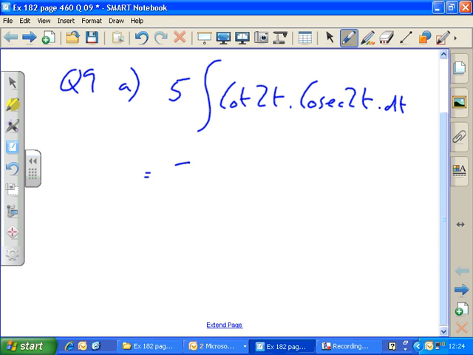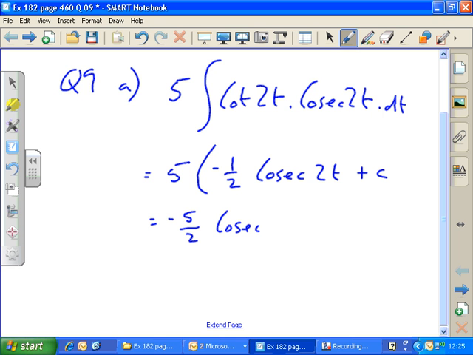So this equals 5. So the a in this example is 2, so it becomes minus 1 over 2 cosec 2t plus c. I can take the minus a half and multiply that by 5 to get minus 5 over 2 cosec 2t plus c.